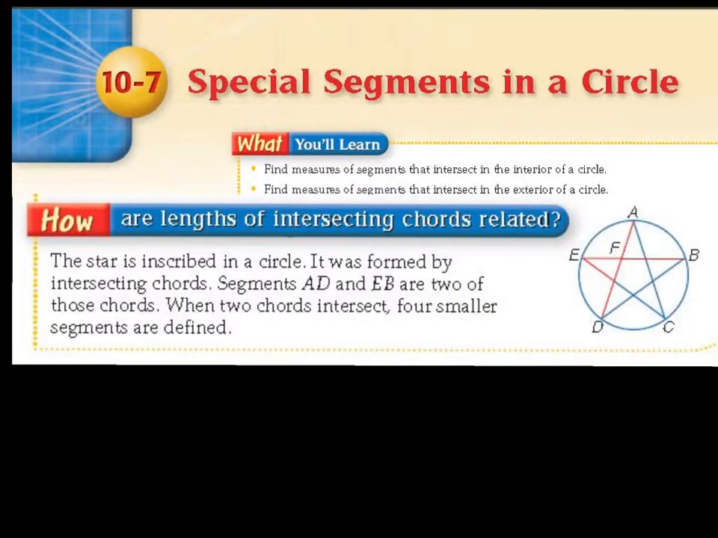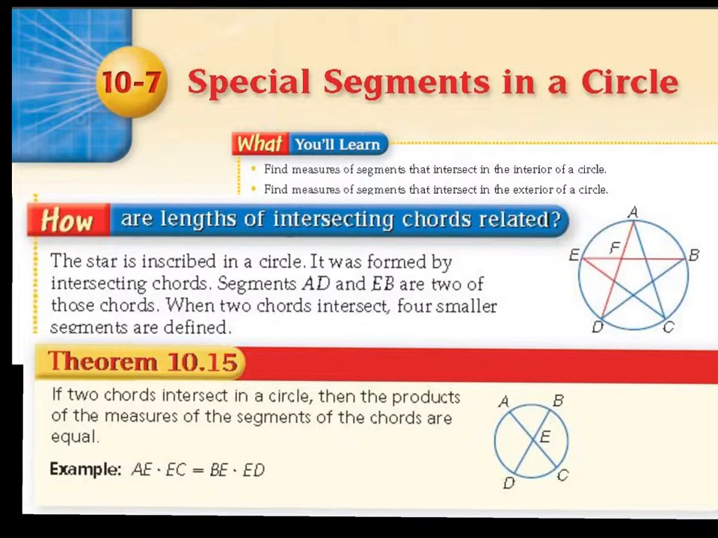The star is inscribed in a circle. It was formed by intersecting chords. Segments AD and EB are two of those chords. When two chords intersect, four smaller segments are defined. So looking at these two chords intersecting, we would have EF and FB or AF and FD.